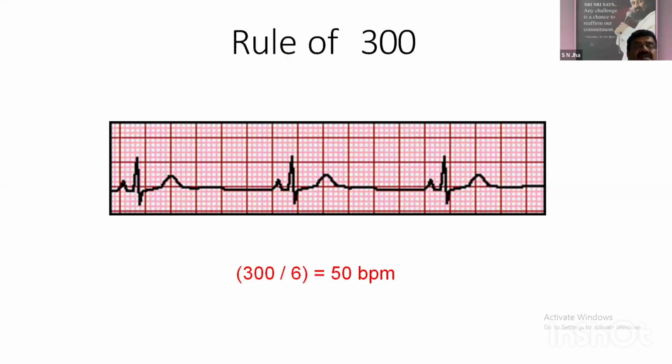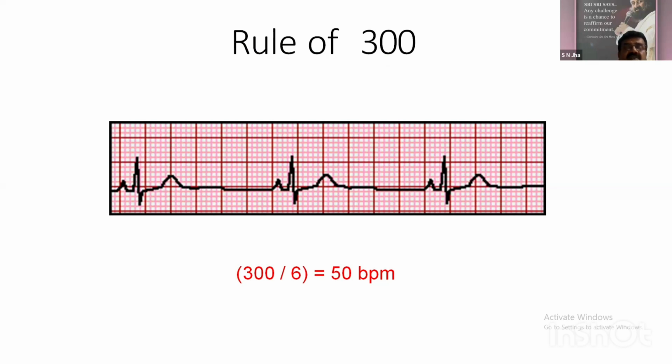Here you can see how many big boxes there are between two waves: 1, 2, 3, 4, 5, and 6. So there are 6 big boxes. We divide 300 by 6, and 50 is the rate, 50 beats per minute. Is it normal? No. Normal heart rate is between 60 and 100. If it is less than 60, we call it sinus bradycardia.